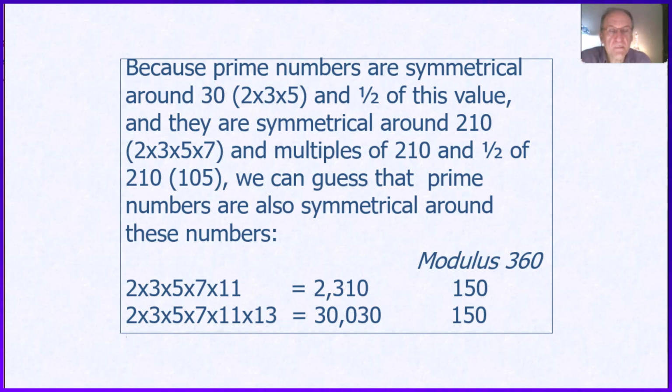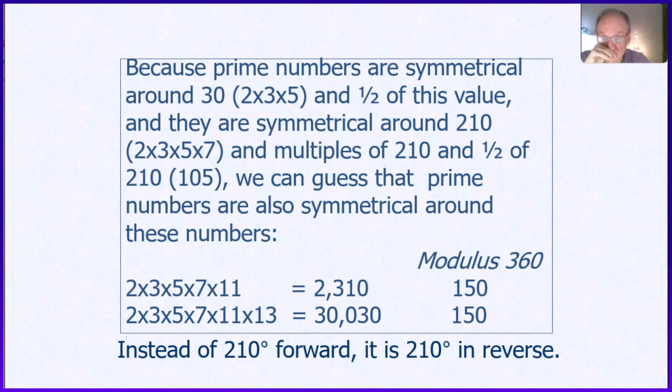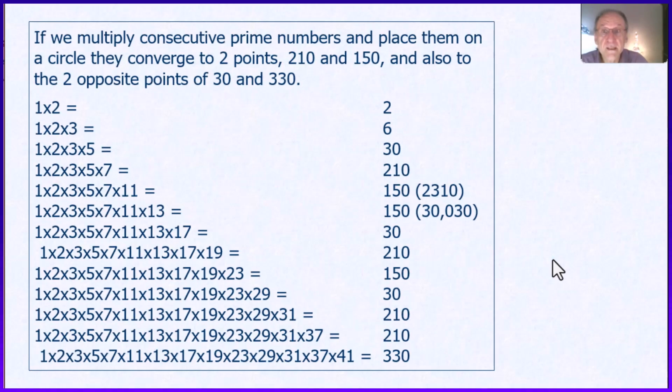I mean, there's going to be a mathematical proof for all these things, but just exploring these things, this is what we find out. So instead of going 210 forward, we go 210 in reverse. And here, I ran all the way up to 41, and then I just stopped. We could keep going, but I just stop at some point. And here's what we get. When we go to 1719, I didn't put the full number here. I'm just going to show you the modulus.